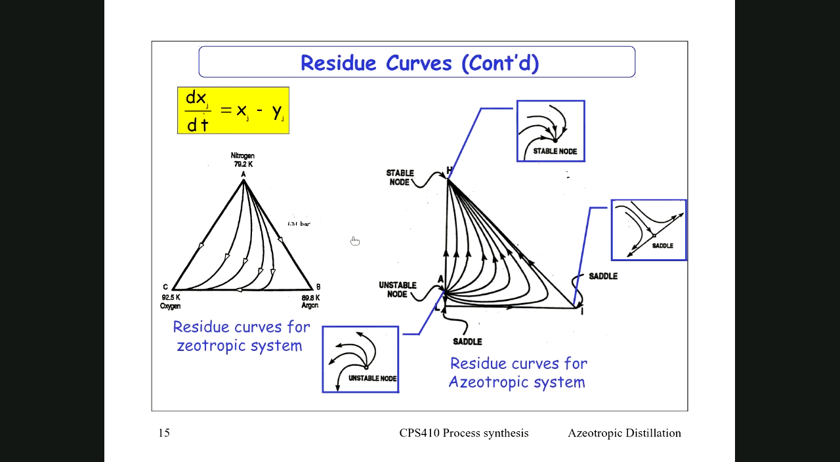Right, so here, nitrogen, argon, and oxygen. Argon has got a boiling point somewhere between nitrogen and oxygen. So this is important for the separation of air. And that's a zeotropic system. In other words, there's no azeotropes in that system. So this is exactly what we've been talking about. Nitrogen, argon, oxygen.